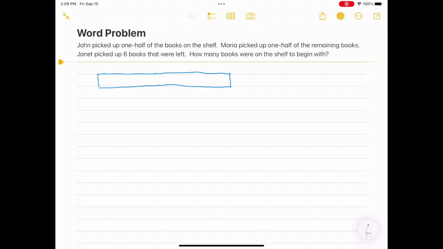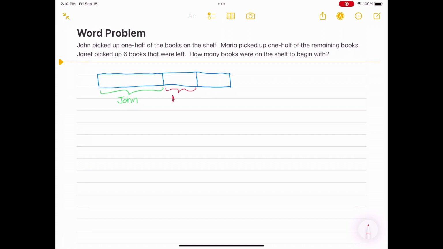So I like to use the bar method to draw out fractions. We draw out this bar and we divide it in half. And we indicate that that 1/2 is the half of the books that John picked up from the shelf. And Maria picked up 1/2 of the remaining books. So we will divide the remaining bar in half to show the portion of books that Maria picked up.